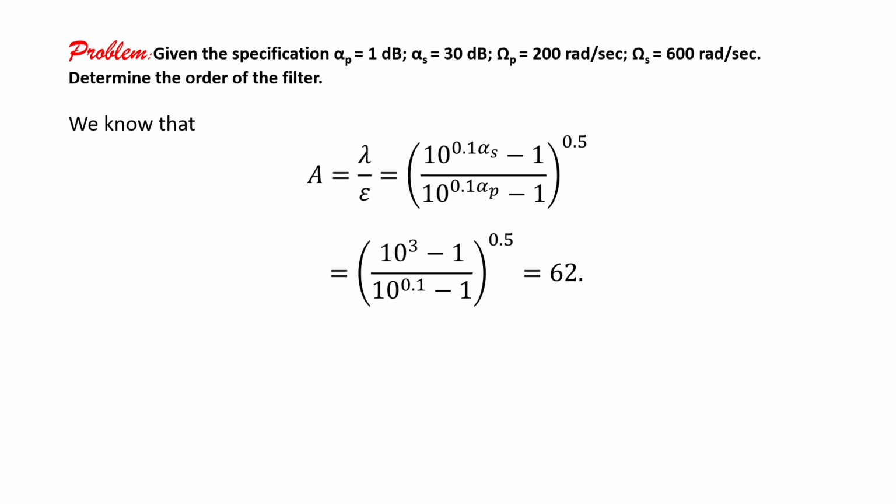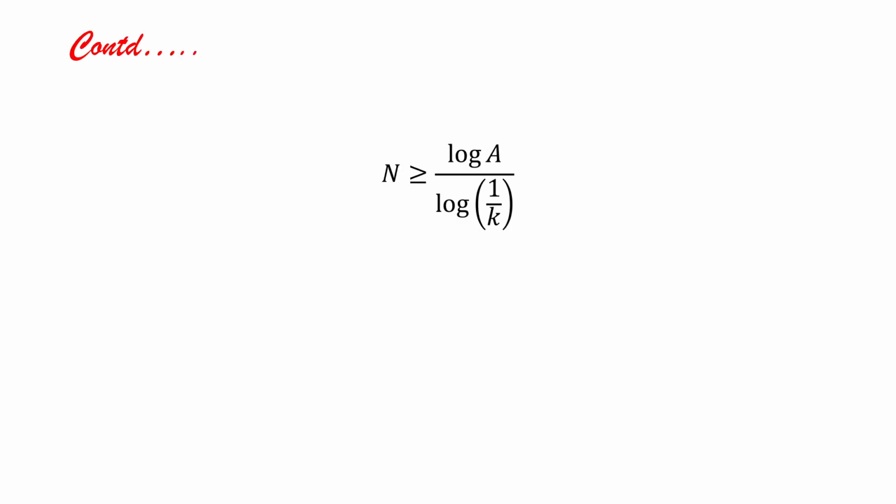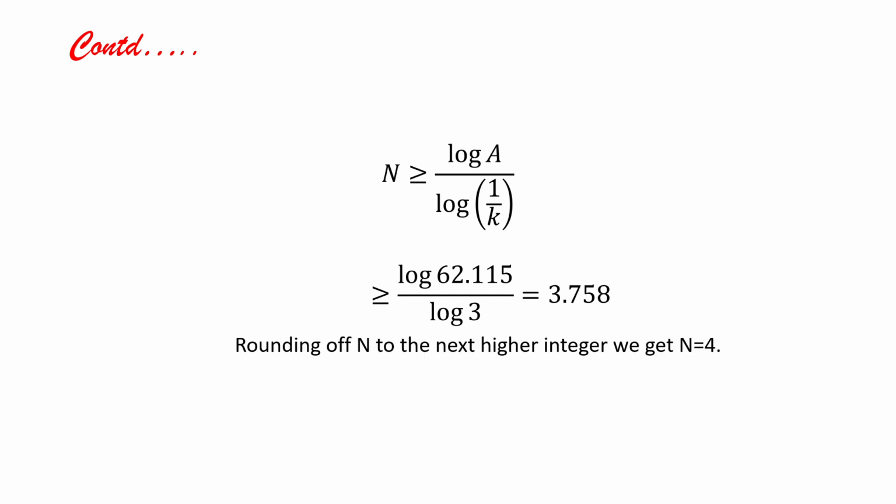If I put the values of alpha p and alpha s, I can find the value of A equals 62. And we know that k equals omega p by omega s. If I put the values of omega p and omega s over here, k equals 1 by 3. So we know that N is greater than or equal to log A by log 1 by k. So that is greater than or equal to log 62.115 divided by log 3, which equals 3.758. Rounding off N to the next higher integer, we get N equals 4. So the answer to the question is the order of the filter equals 4.